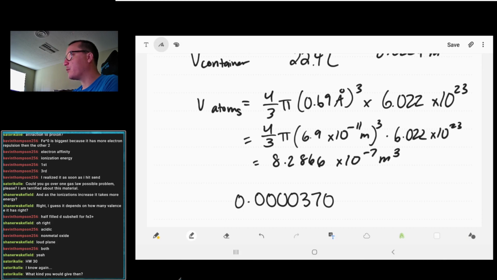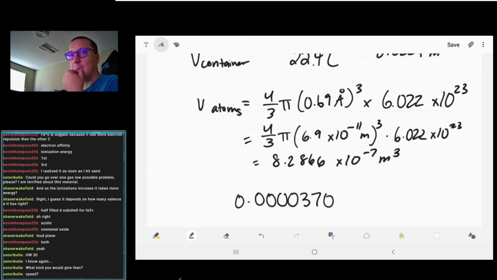So like the stuff with converting between inches of mercury and torr, I don't really want you to worry about that because that's kind of silly. But all the stuff involving the ideal gas law, Van der Waals law, Dalton's law, and Graham's law, all those are fair game. Yeah, speed would be with Graham's law.